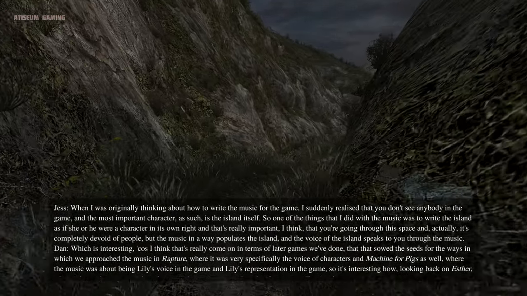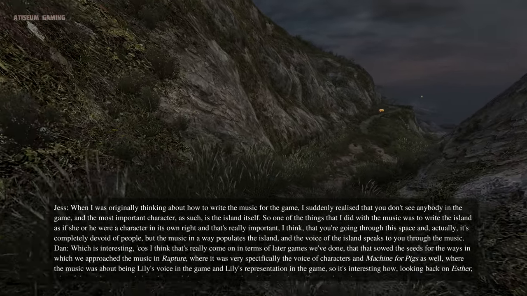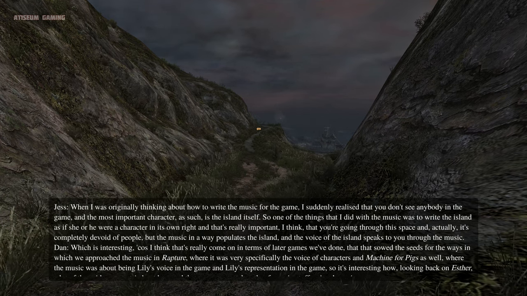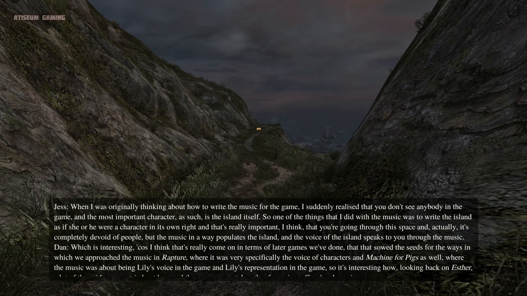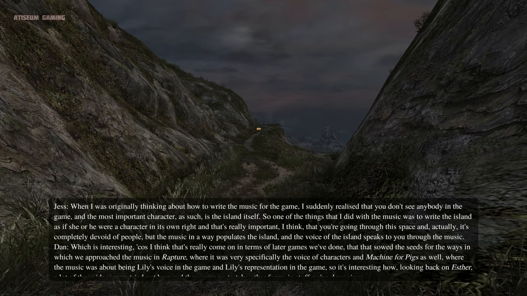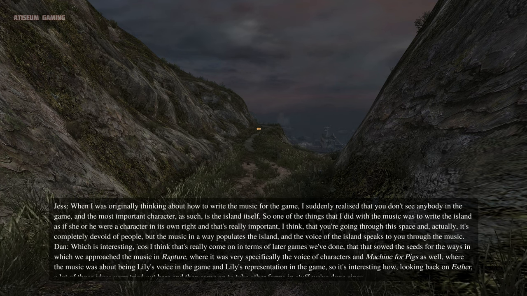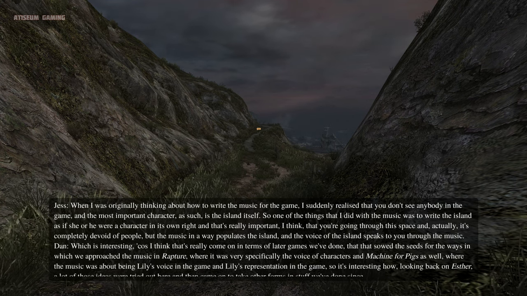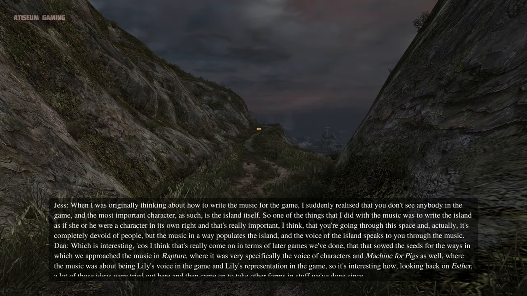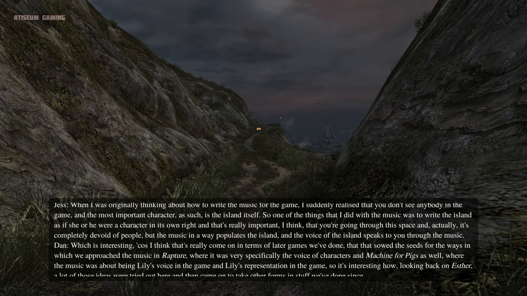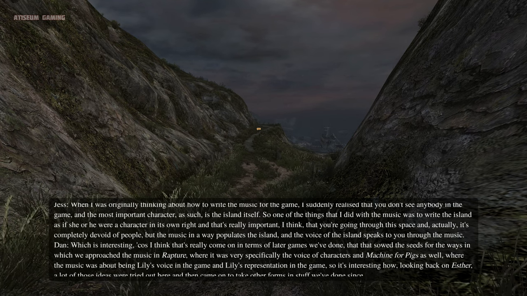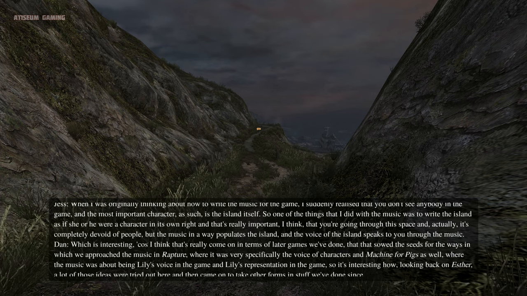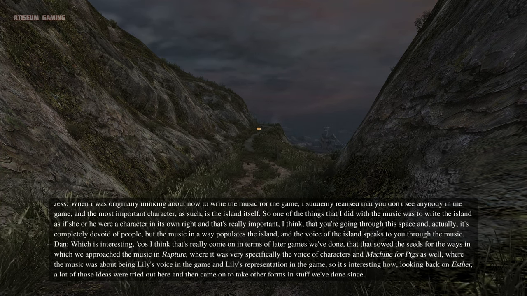When I was originally thinking about how to write the music for the game, I suddenly realised that you don't see anybody in the game, and the most important character as such is the island itself. So one of the things that I did with the music was to write the island as if she or he were a character in its own right. And that's really important, I think, that you're going through this space and it's completely devoid of people, but the music in a way populates the island.